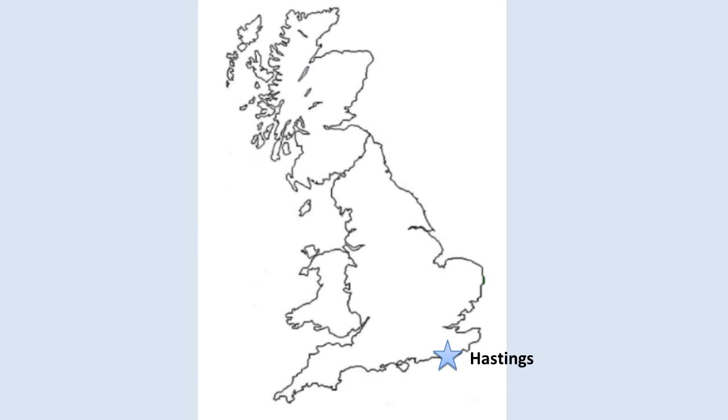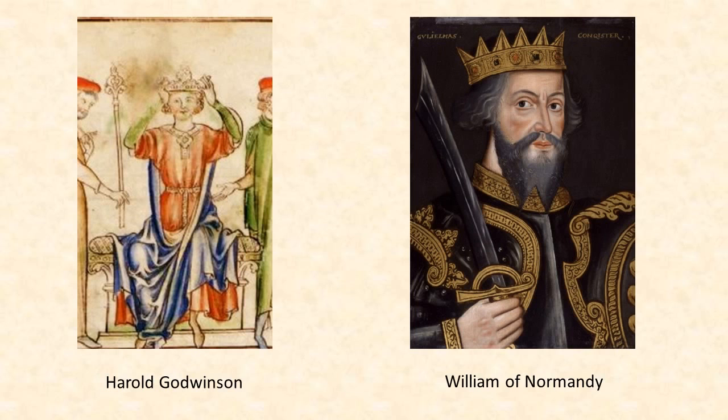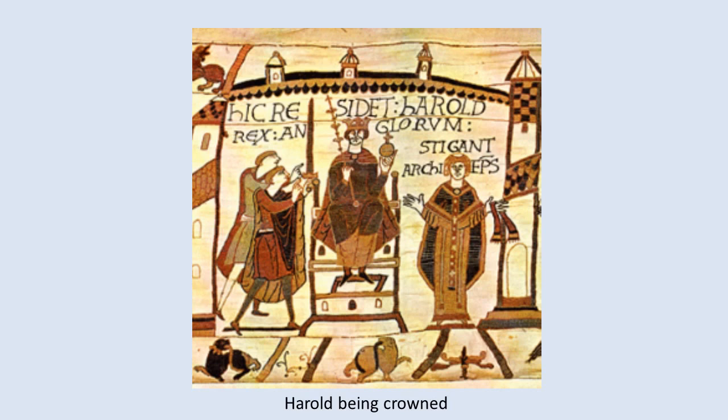The Battle of Hastings was fought in 1066 near the town of Hastings on the English south coast. The cause of the battle began with the death of the English king Edward the Confessor. With no heir to the English throne, both Harold Godwinson and William of Normandy made claims to succeed Edward. But Harold took the initiative and was crowned King of England.